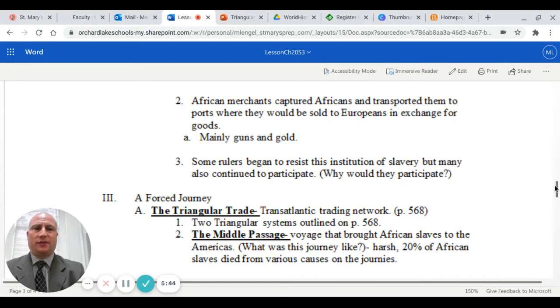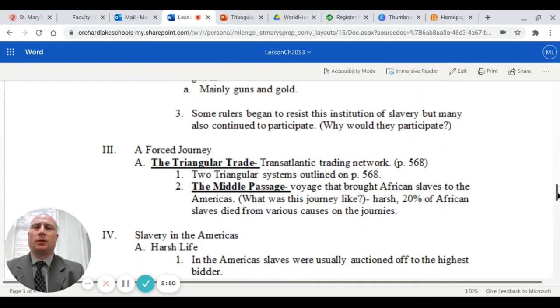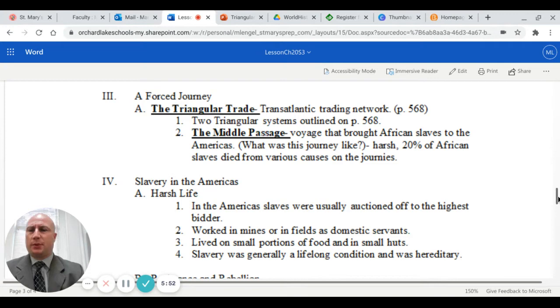And the implications of slavery, though, in the African system, as I explained earlier, were much different than the American system. Next is Roman numeral number 3. This was a forced journey. It was generally known historically as the triangular trade. It's the transatlantic trading network. And there were basically 2 triangular systems that are outlined here in your text on page 568.